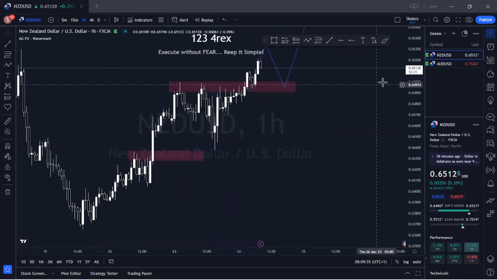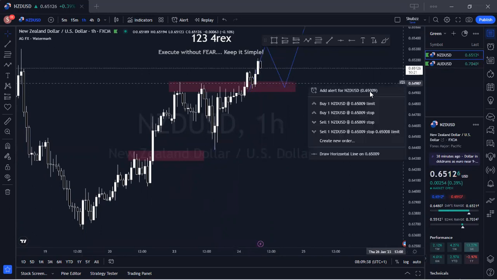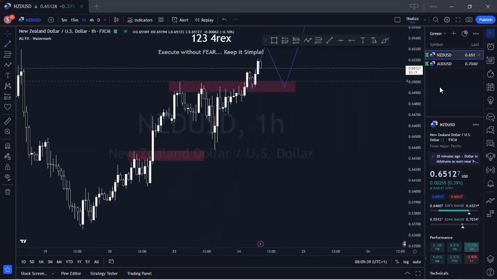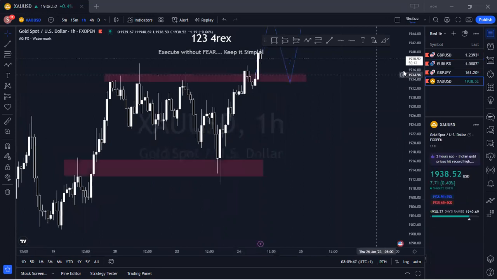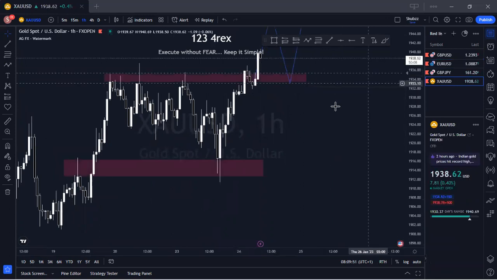So I'm going to set an alert here on NZD USD, and then I'm going to set on gold too. So if at any point price gets to that point, or price makes a move at that point, then we're going to be ready to jump on it. Let me drop an alert here. So that's basically what we're going to be looking out for today. Is there any other currency pair you guys want us to take a look at before we go?